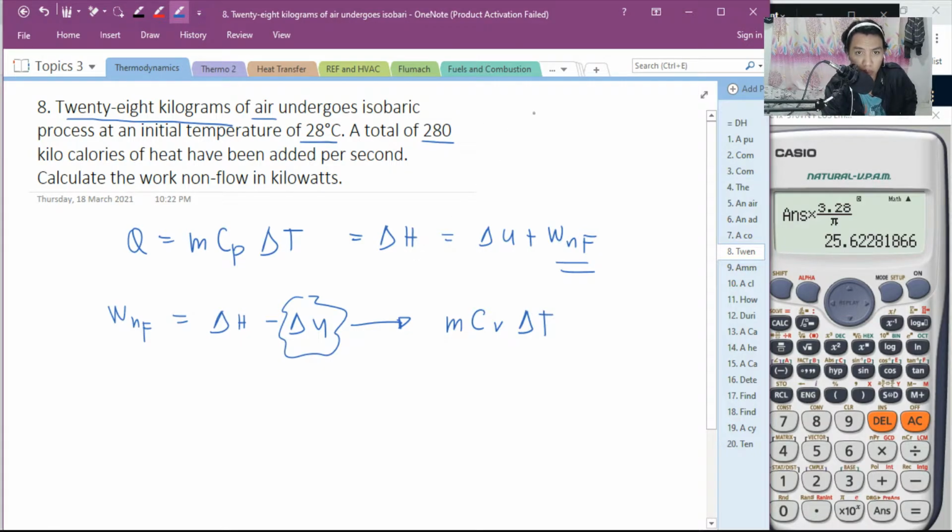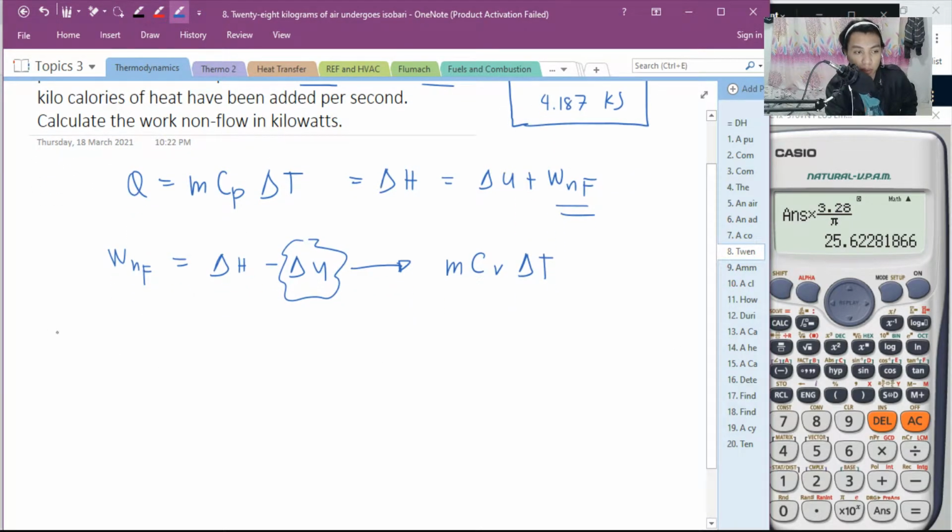Yung kilocalories naman, kcal. Anong unit ang dapat nating gamitin dito? 1 kilocalorie equal to 4.187 kilojoules. Oh, yan ang ating conversion unit dyan.